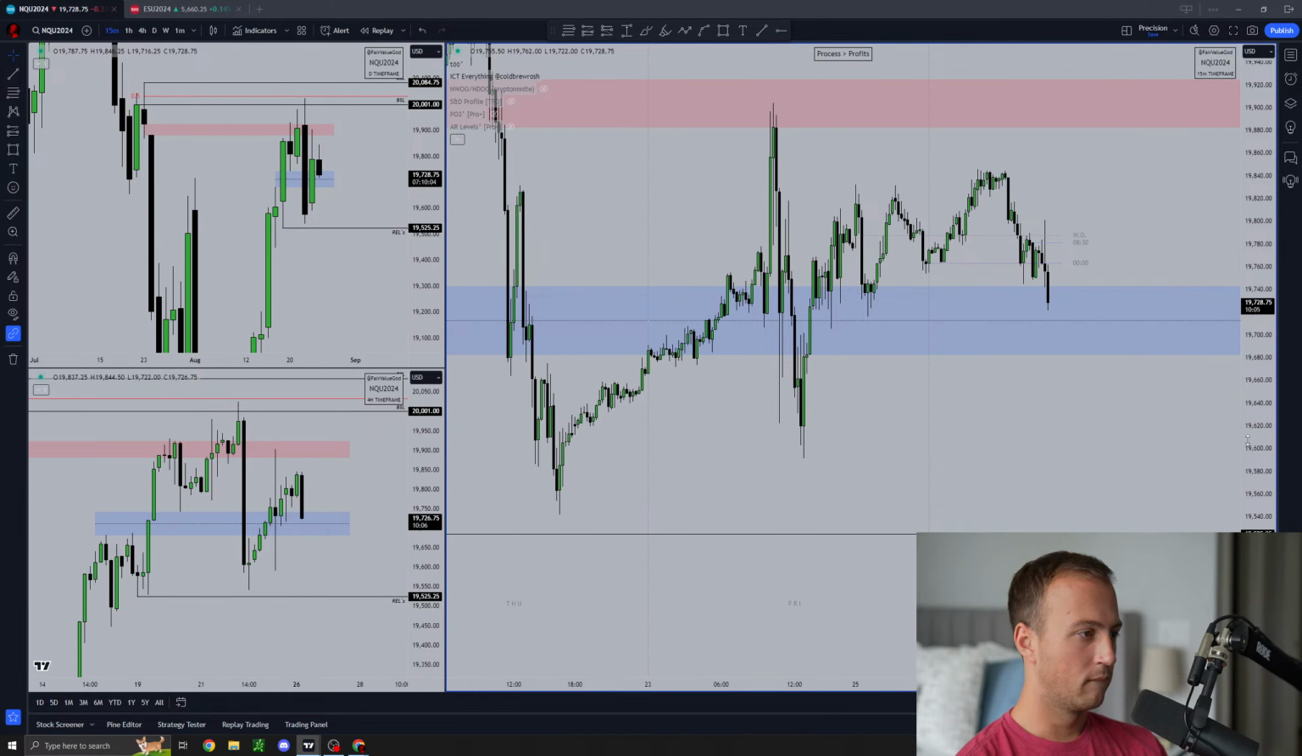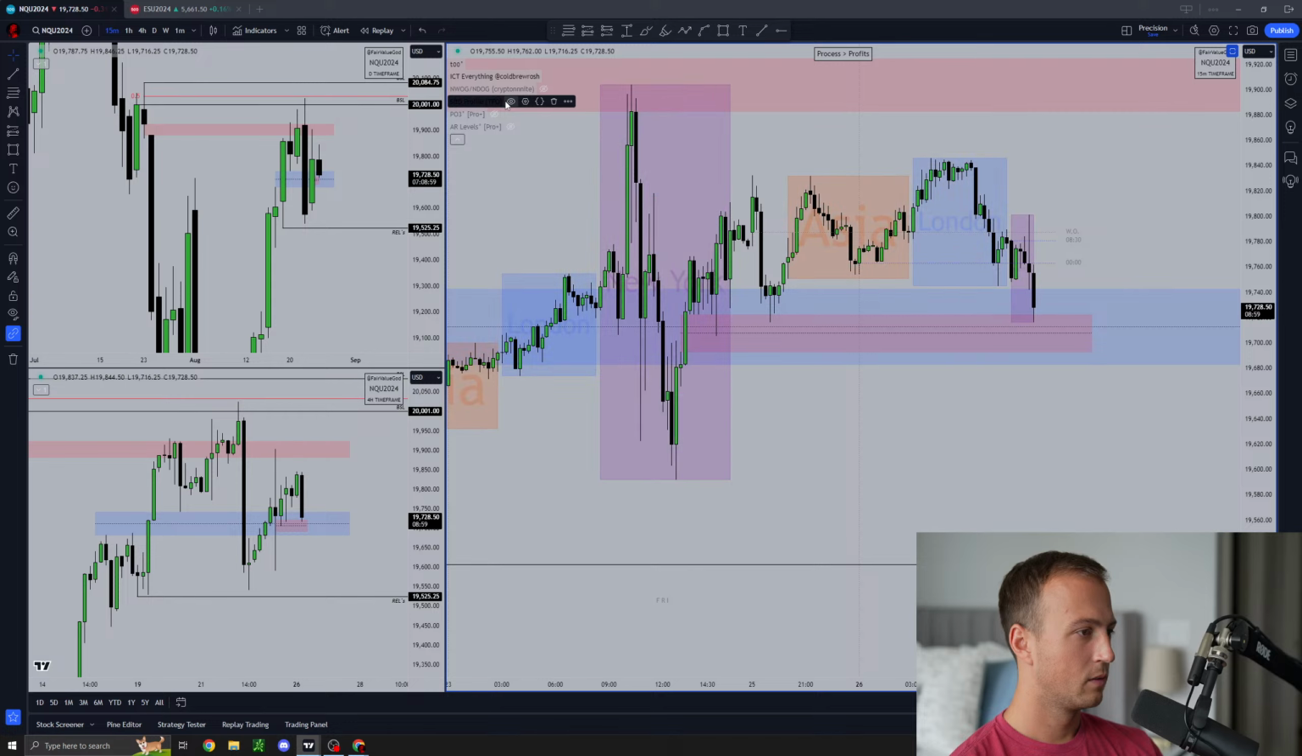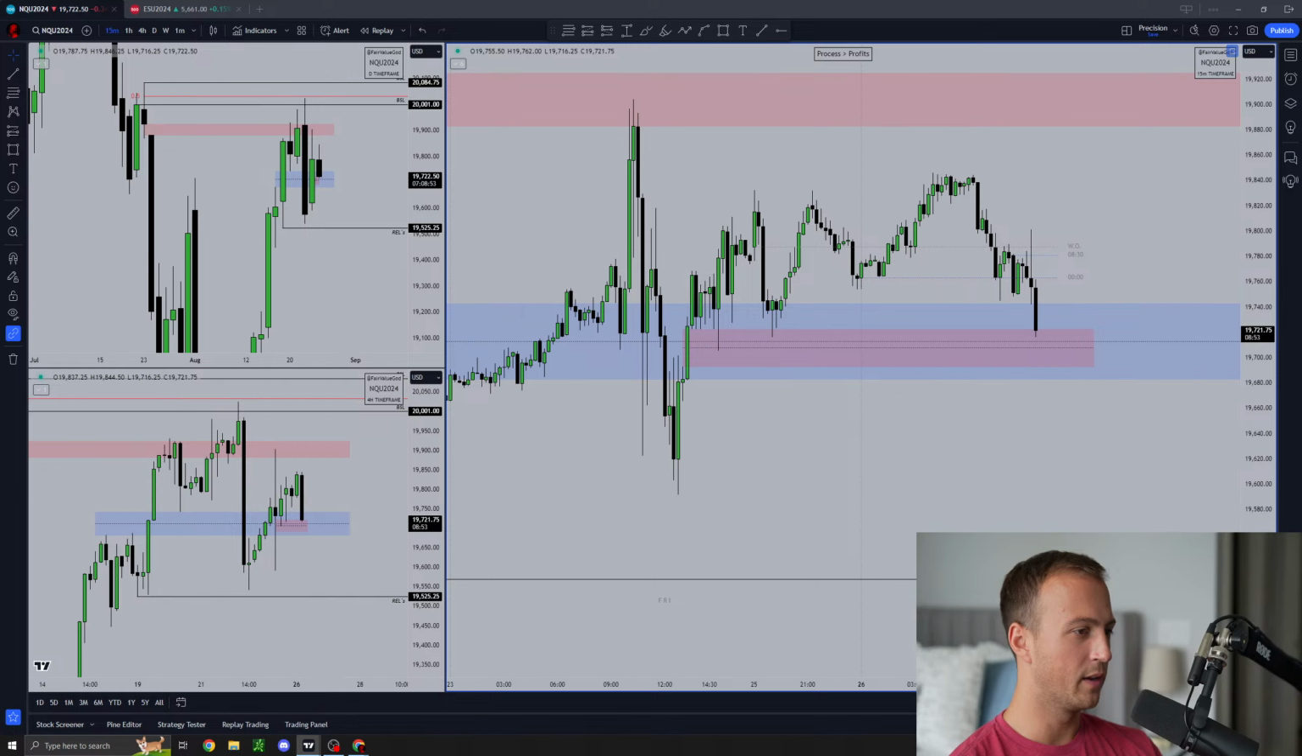But so far, what has price done? Opens up at midnight, comes out, sweeps these equal highs here, comes back into the range. 8:30 opens, kind of chops around, and now we've targeted the lows here. Really just kind of waiting.